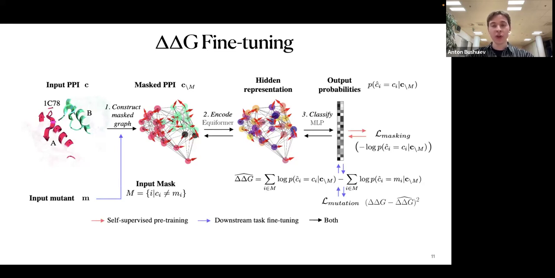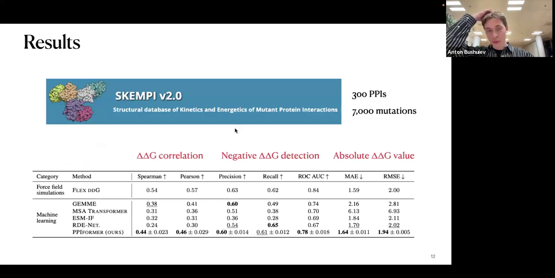And it means that the mutation is good for us, that it improves the interaction. And then we can regress through this difference to fine-tune it on our small annotated data sets of mutations, but also leveraging pre-training for millions of examples. And so now let's take a look at the results we obtained.